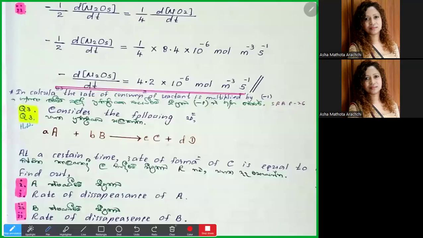Okay, so before the third question, let's write this little point. In calculations, about the third question, let's write after the second one. In calculations, the rate of consumption of reactant is multiplied by minus 1. Multiplied by minus 1.